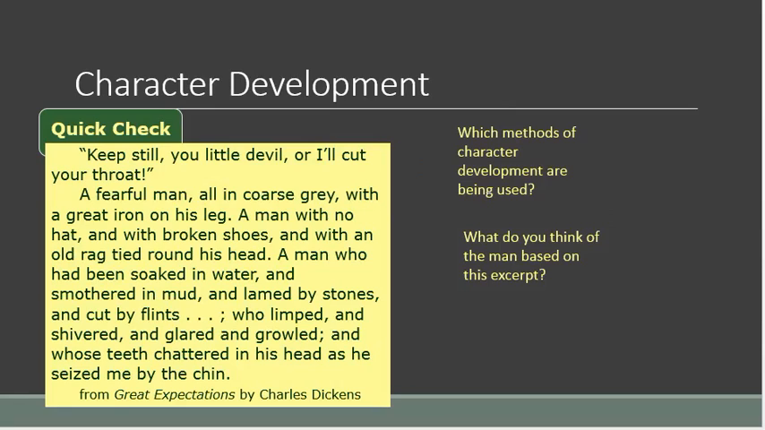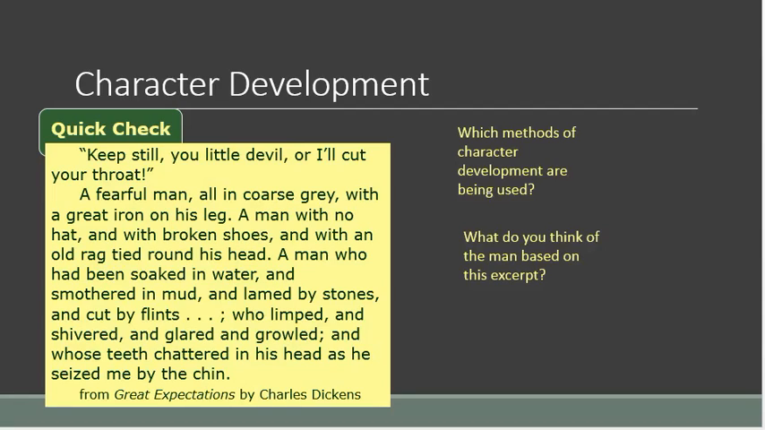Here's an example of a text. This is an excerpt from Great Expectations by Charles Dickens. As I read the text, I want you to think about the methods of character development that are being used. In addition, form an opinion. What do you think of the man based on this excerpt?